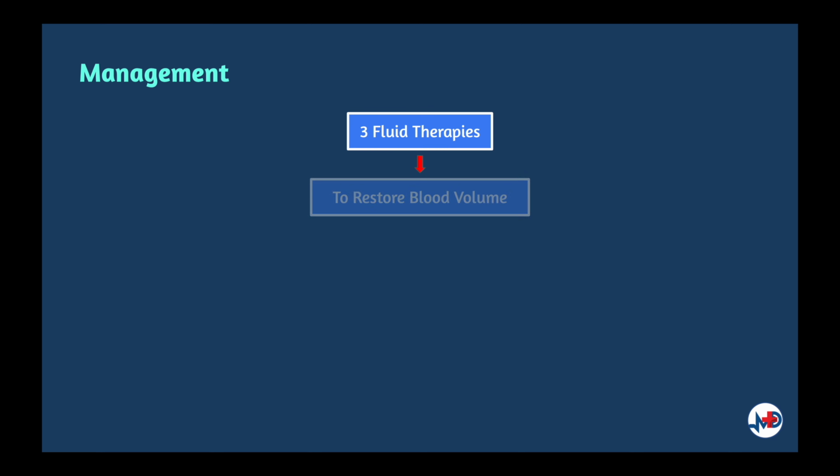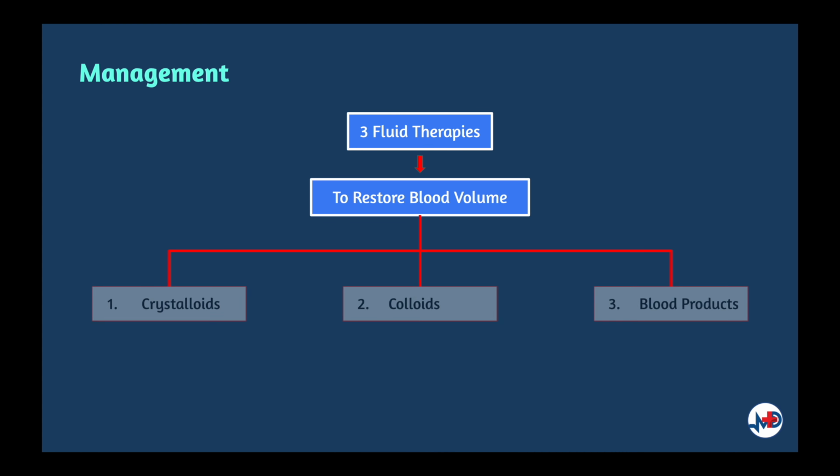After you insert a branula, you should know which fluids should be given to the patient. Let's look at them individually. So, the three major fluid therapies in restoring circulating volumes are the crystalloids, which are electrolyte-based solutions, colloids, which are large molecular weight solutions, and blood products.